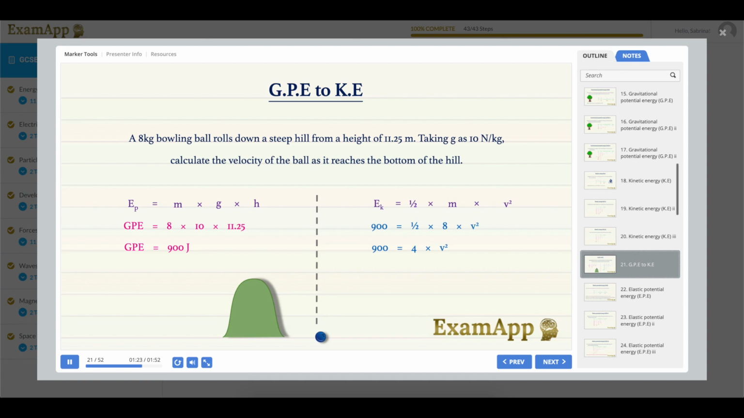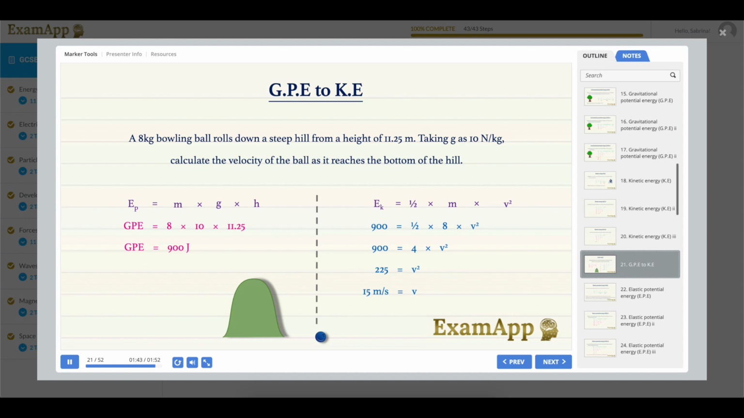If we divide both sides of the equation by 4, we see that 225 is equal to the velocity squared. Square rooting both sides of this equation gives us 15 meters per second as the final velocity of the bowling ball. We have assumed that all of the gravitational potential energy is converted into kinetic energy.